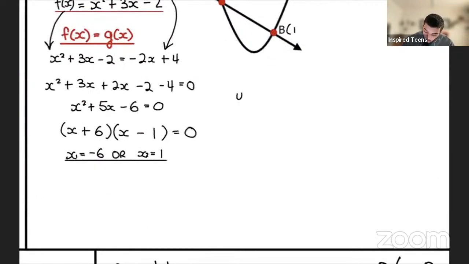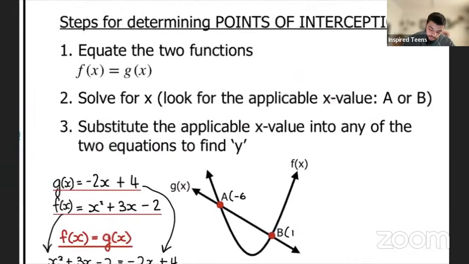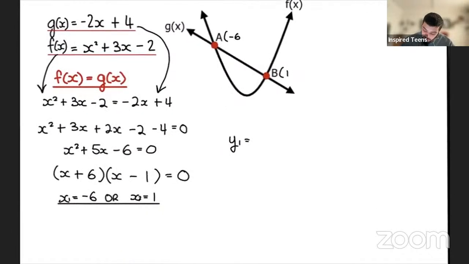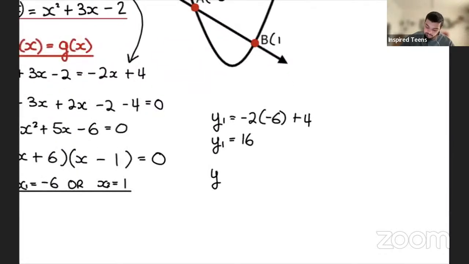Now I want to find y1. So y1 is going to be equal to this equation, but with x1 substituted into it. So g of x is equal to -2, open brackets, I'll take x1, -6, close brackets, plus 4. So this gives me a y1 value of +12 plus 4, 16. Okay, let's find y2. y2 is going to be -2 times 1 plus 4. This is going to give me a y2 of 2, I believe.